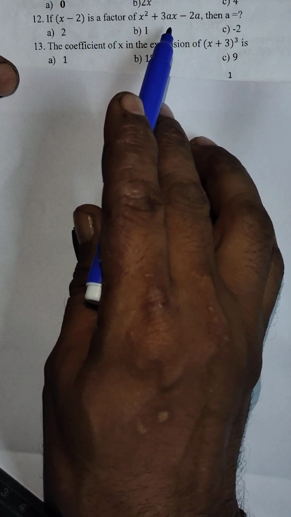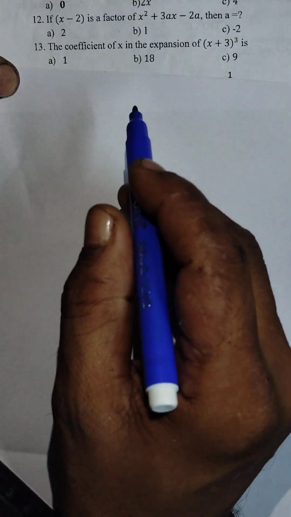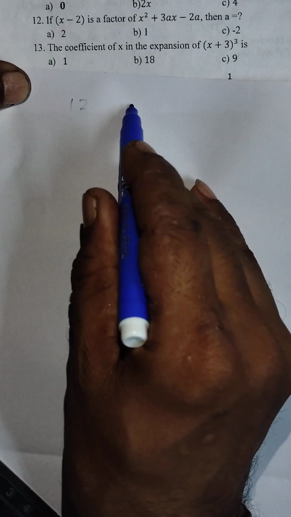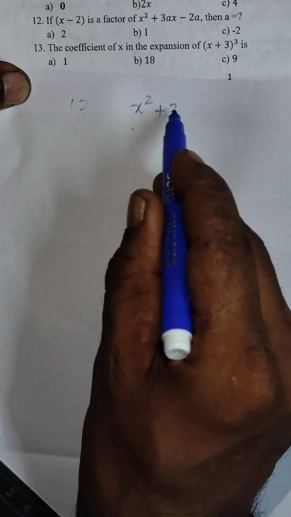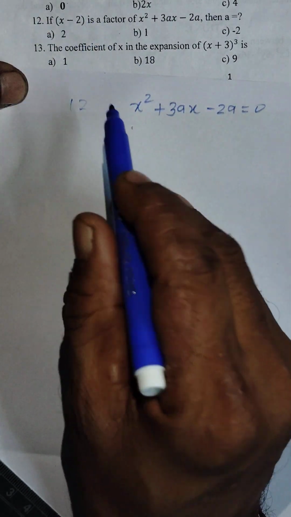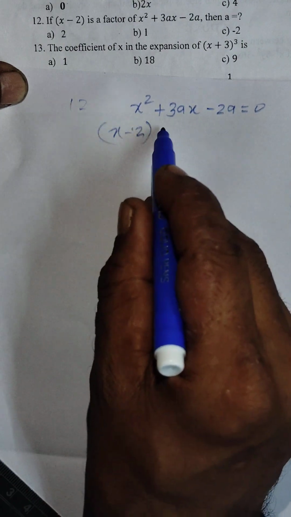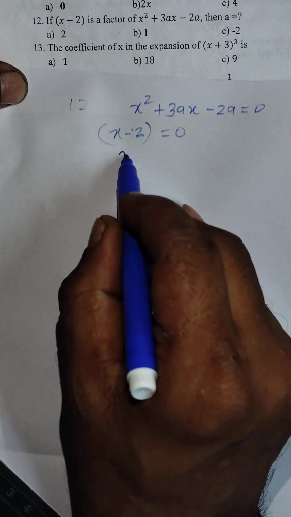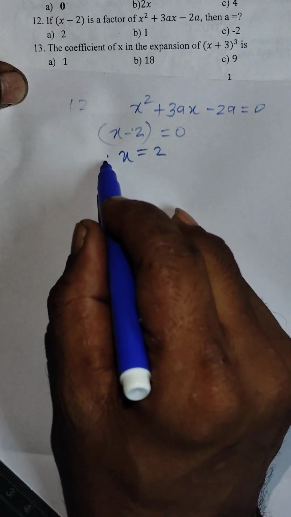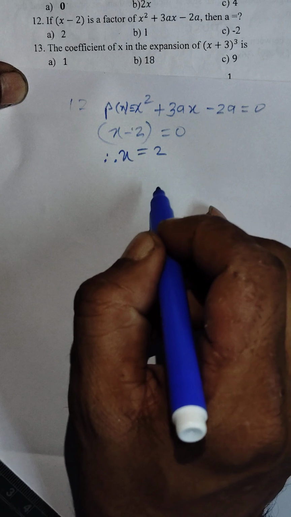Question number 12. The question is, if x minus 2 is a factor of x square plus 3ax minus 2a, then a equal to what? So x minus 2 is a factor, and there is a polynomial given. The polynomial is x square plus 3ax minus 2a. Since x minus 2 is a factor, we set it equal to 0, so it gives us x equal to 2. So this is the polynomial p of x.